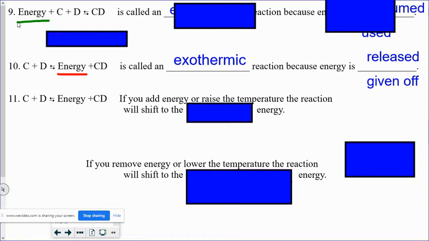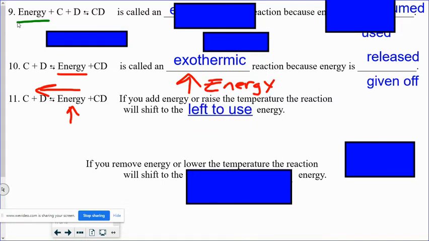In number 11, it says if you add energy or raise the temperature, the reaction will shift to do what to the energy? So if I am increasing energy, the reaction is going to shift to use up that energy. And it's going to end up shifting to the left towards the reactant side.